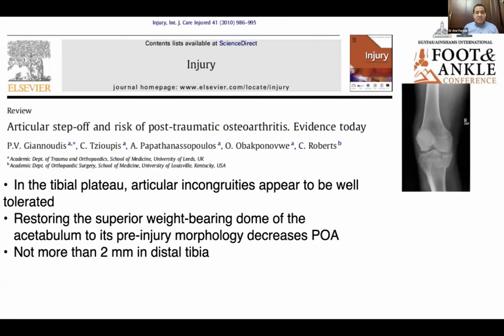And in the fracture acetabulum, restoring the weight-bearing dome of the acetabulum of the pre-injury decreases the post-operative traumatic osteoarthritis. But in the distal tibia, we are not allowed for more than 2 millimeters step off, because more than 2 millimeters step off in the distal tibia leads to severe post-traumatic osteoarthritis, which may lead in the future to ankle arthrodesis.